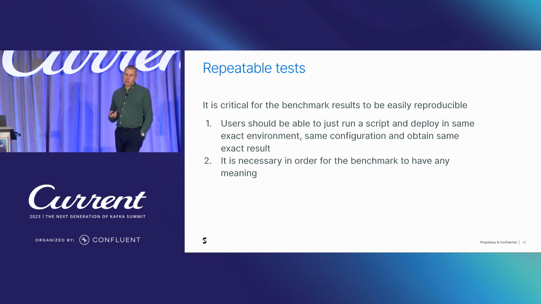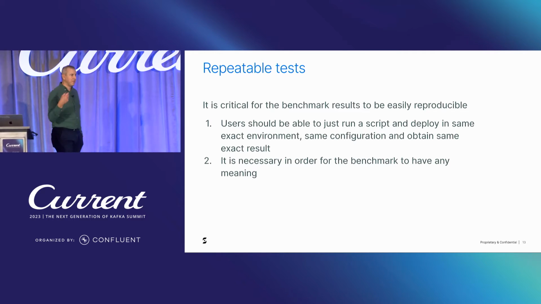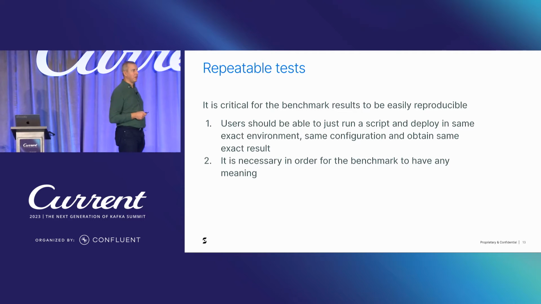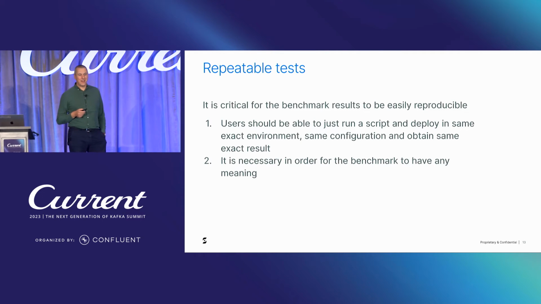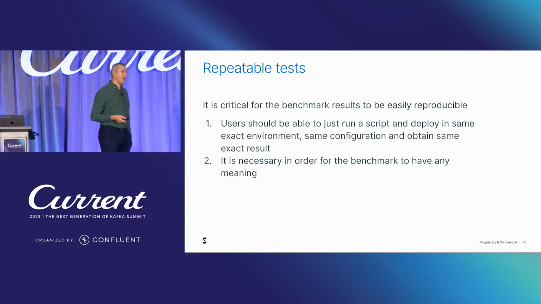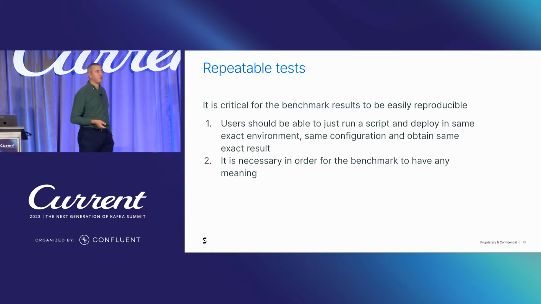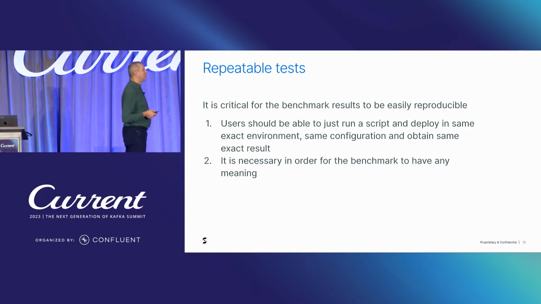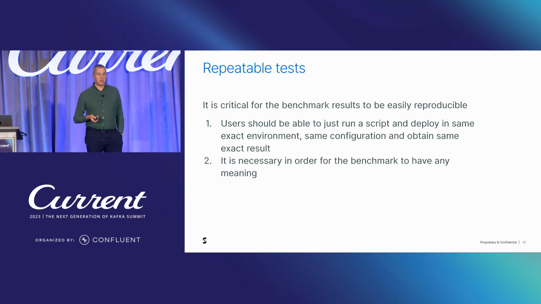I say that repeatable tests are very important. This is critical because once you see someone publish a claim that system X is 3 times faster than system Y, you say, okay, is it true? I see the chart, it's a nice looking chart, but is it really true? Can I run it? It's important for users to be able to go into the repository, run a script, deploy in AWS, and see with their own eyes the results and provide their own assessment on the validity of those results.